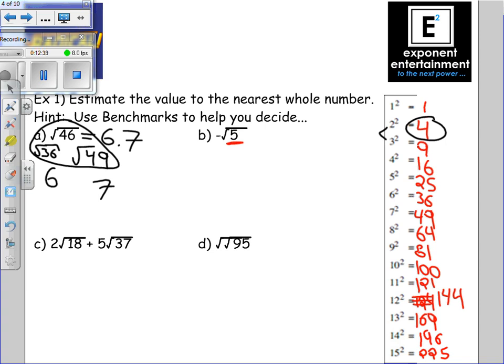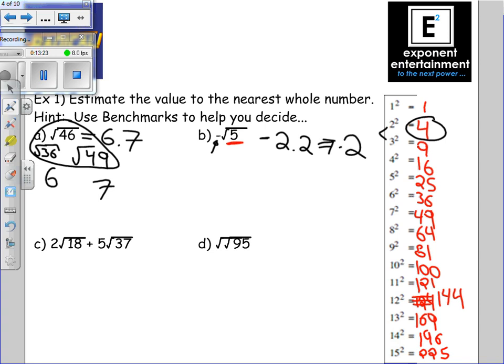Which one would you round to if it was the nearest whole number? You go to 4. Why wouldn't you go to 3? Because 5 is closer to 4 than 9. Okay? So we can estimate this to be negative. The negative sign is over here. I'm not sure if you can see it in your notes, but that is a negative sign. It might blend in. It's going to be negative, and we're going to go 2.2. And since we're doing whole numbers, that's just negative 2. Okay?